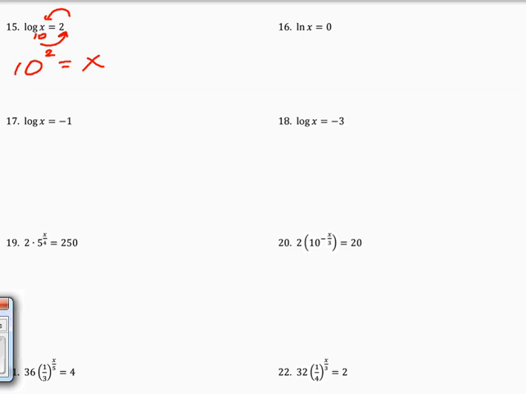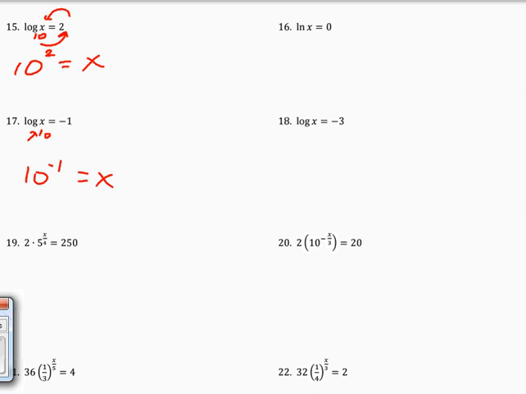All right, this one. Wait a minute. It has no base. What's the base? Base 10. That's called common log. So then it's just 10 to the negative 1. These are easy. So 10 to the negative 1 equals x. Can you do that? X is already alone, right? What does negative 1 mean when you do that? Flip it. So what's the answer? 1 over 10.